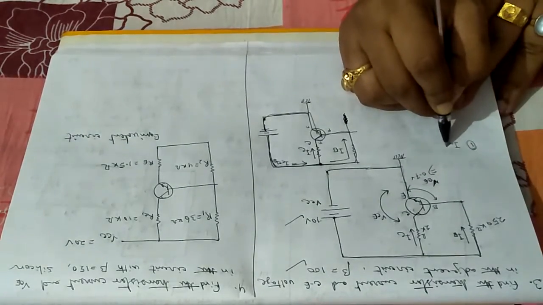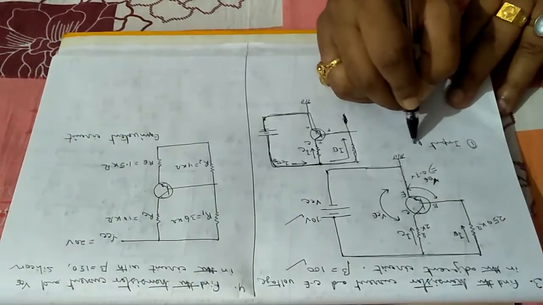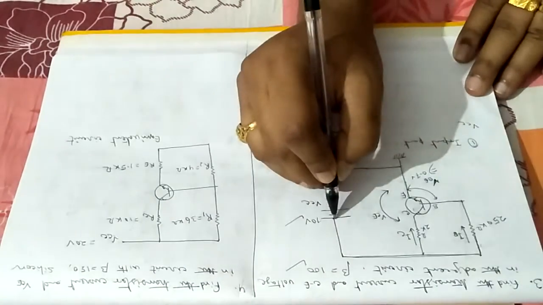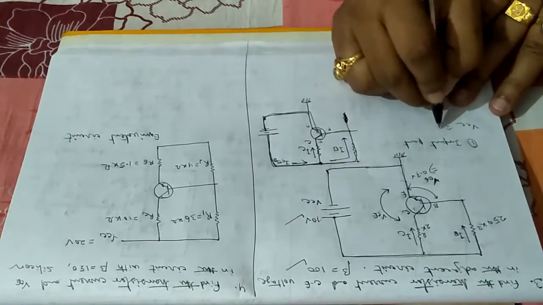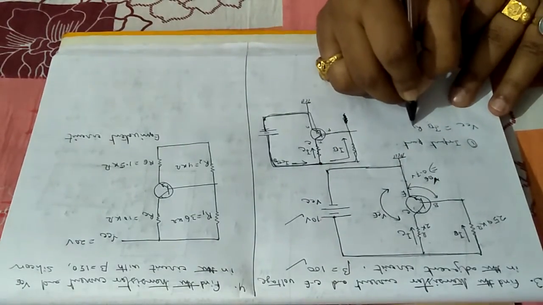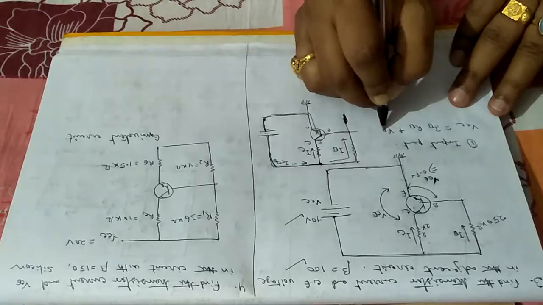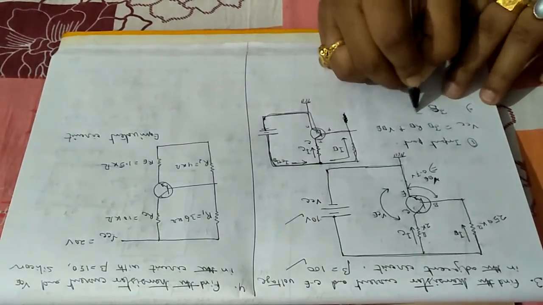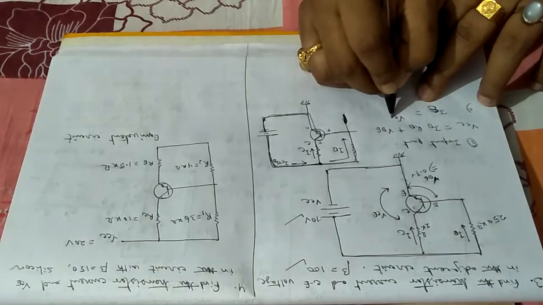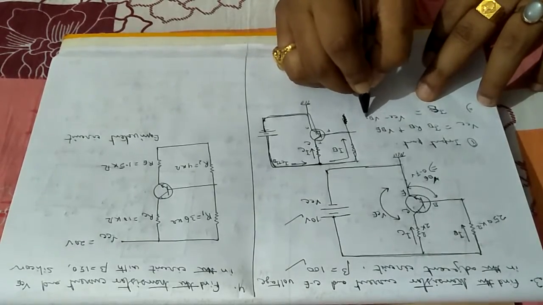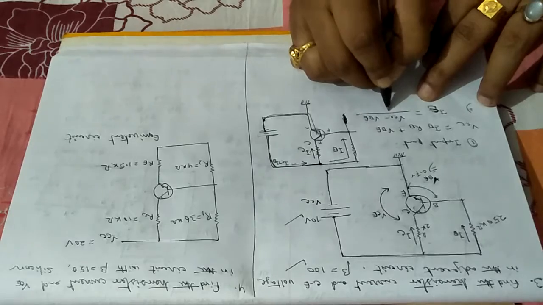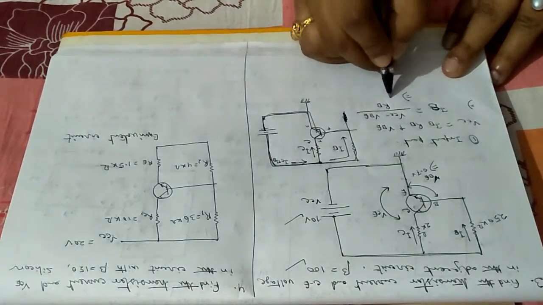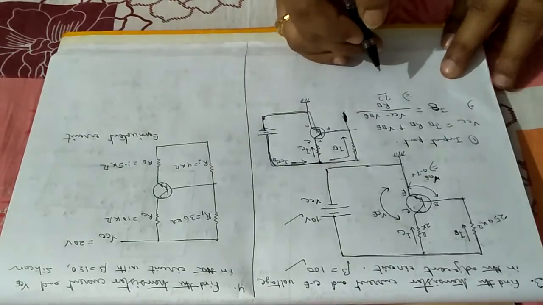So from the input terminal, I can write VCC equals IB into RB plus VBE. From that I can easily calculate the value of IB. IB will be equal to VCC minus VBE divided by RB. Once IB is calculated, there will be some value, which you will calculate later.